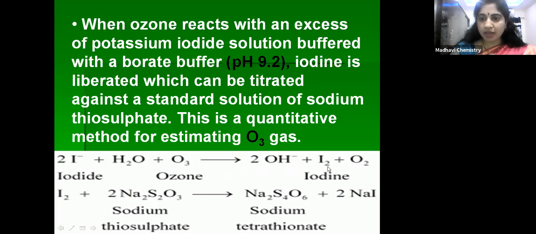Whatever iodine is obtained in the first reaction can be titrated against the standard solution of sodium thiosulfate, that is Na2S2O3. It gives sodium tetrathionate plus sodium iodide. So we can calculate the iodine liberated, and by that, the ozone present in it can be calculated. This is the quantitative estimation for the calculation of O3 present.